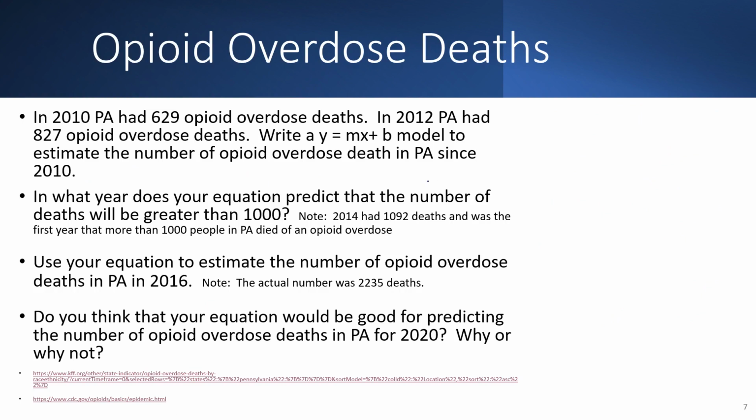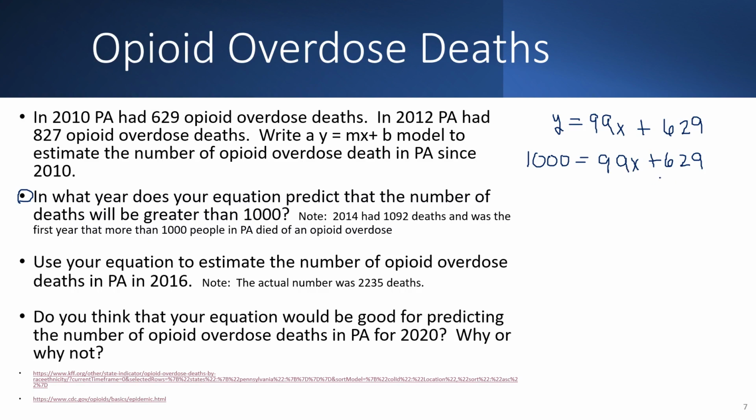And now we'll start over with our formula from the first step, and that is y equals 99x plus 629. So it asks us, as our second bullet point here, in what year does your equation predict that the number of deaths will be greater than 1,000? So because this 1,000 is a number of deaths and my equation predicts the number of deaths, I'm going to put that in as a y value. So I have 1,000 is equal to 99x plus 629. I'm going to need to do some algebra in order to figure out what x is.